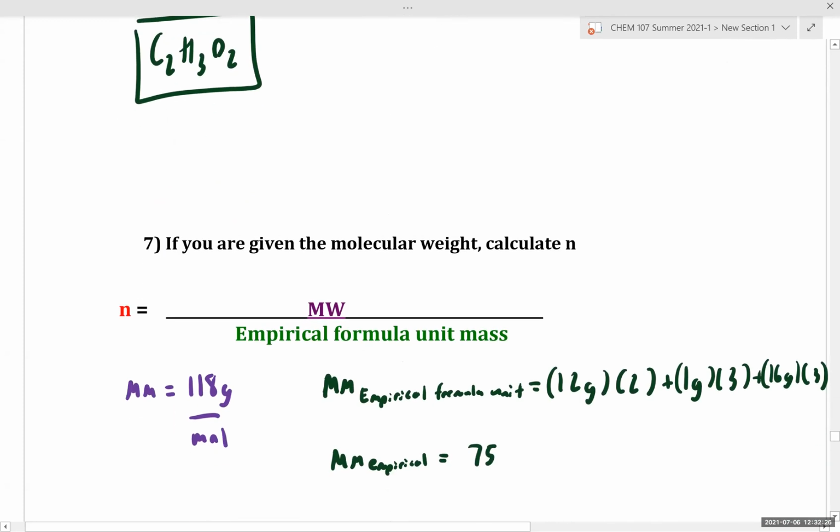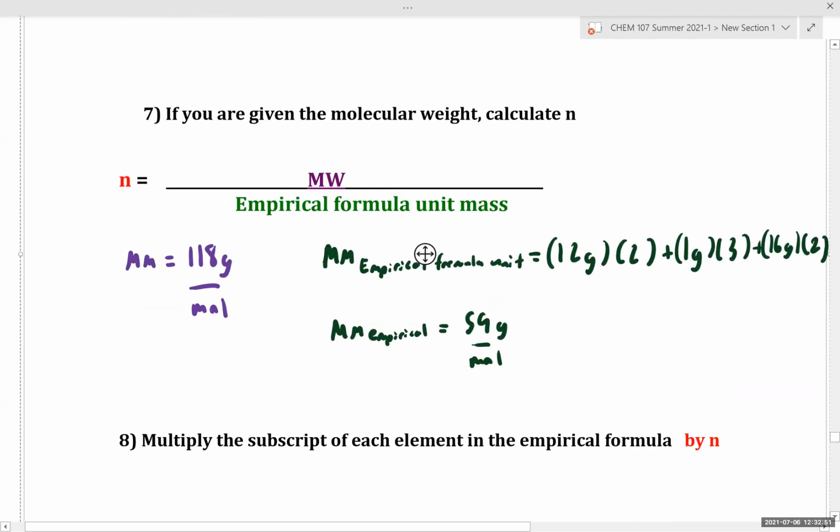Let me just check I did that correctly. 2 oxygens. Yeah, there we go. Perfect. So we have 12 times 2 plus 3 plus 32. That gives us an empirical mass of 59 gram per mole.